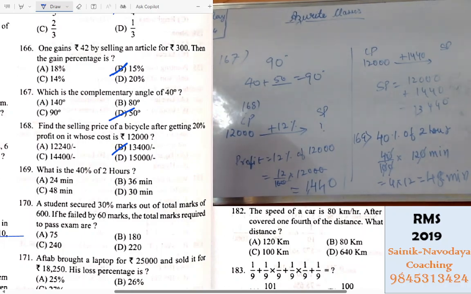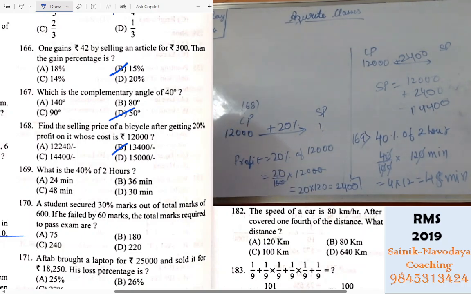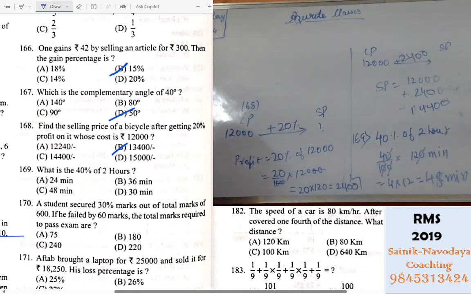Okay. So see here students, a little change. See in 168 question, if you see that is 20%, not 12%. So 20% if you take, 2 zeros cancel, 120 into 20, that is 12 2s are 24 here, and then 2 zeros, so 2400. If you add 2400 to the cost price, you will get 14,400 answer. Okay, change that. So answer is option C.